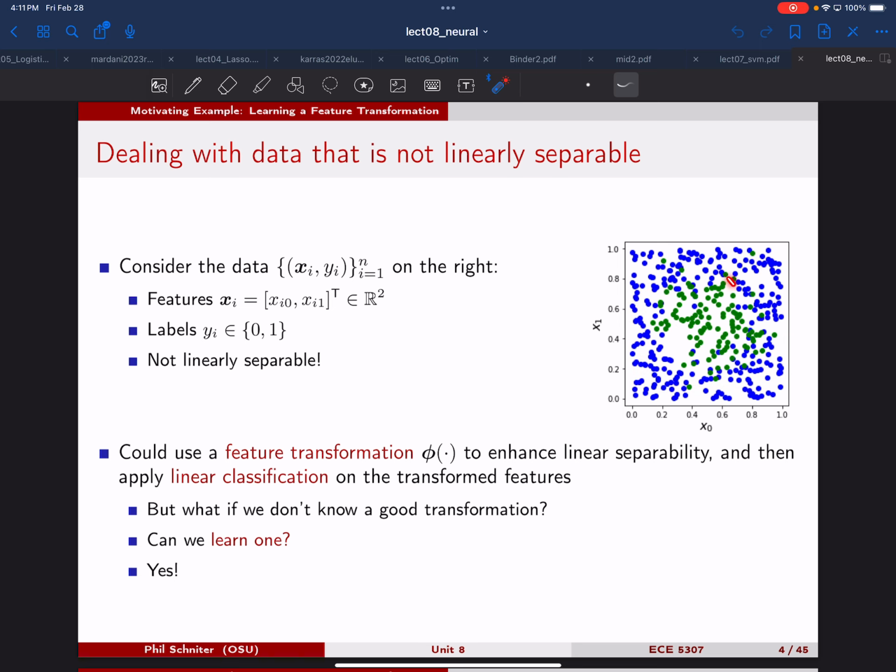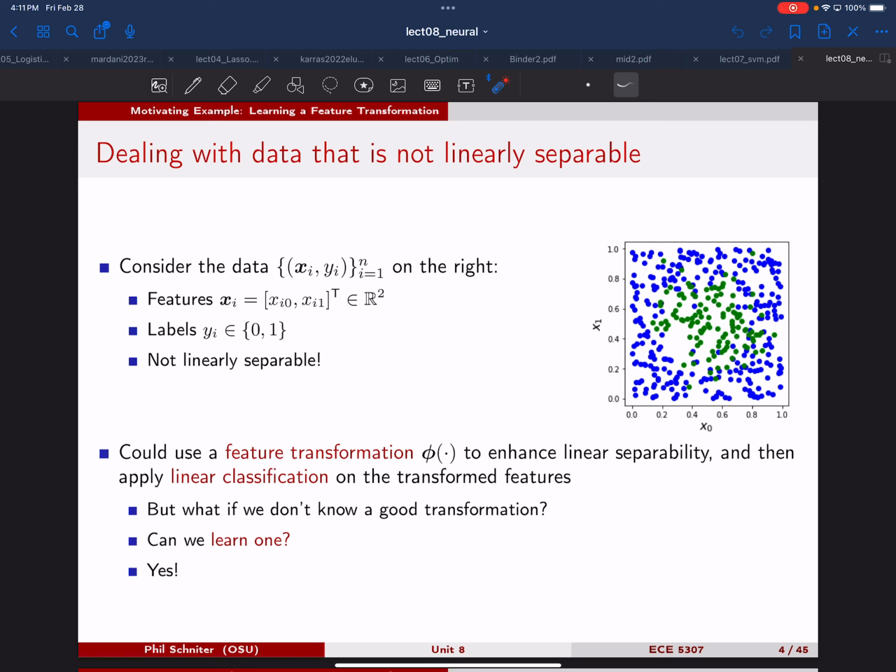You can see that the green ones are mostly in the center and the blue ones are on the outside. That means it's not a linearly separable data set. There's no way we can come up with a linear classifier that's going to do well in classifying this data set. This is a problem we also faced in the last unit, where we talked about using feature transformations as a way of enhancing linear separability. That is one way to go, and that's what gave us the support vector machine with, for example, a radial basis function kernel.